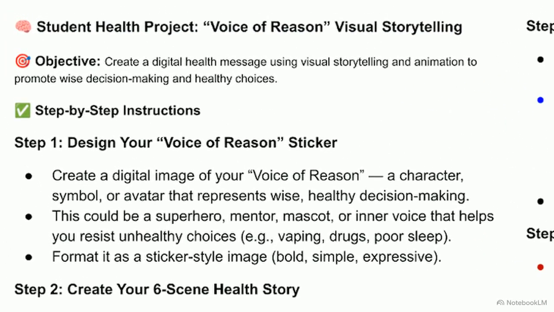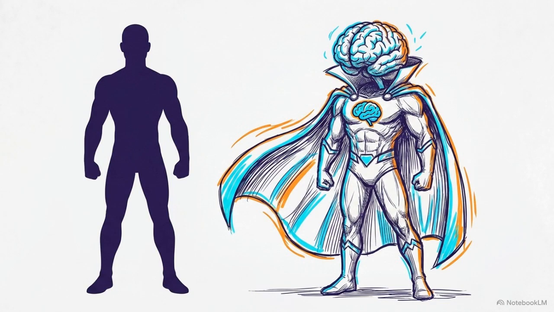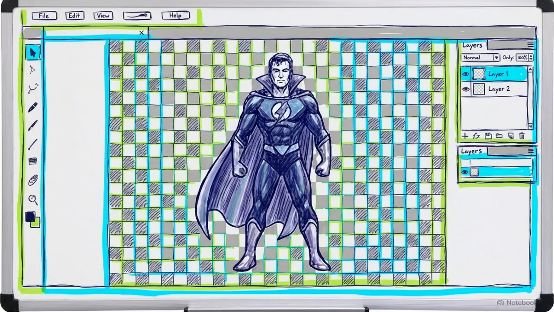Step 1 asks you to design your Voice of Reason. Think of this character as an inner superhero tailored to fight off bad health choices. There is a crucial technical requirement here. You must save this character illustration with a transparent background, so it functions properly as a sticker in the next phase.